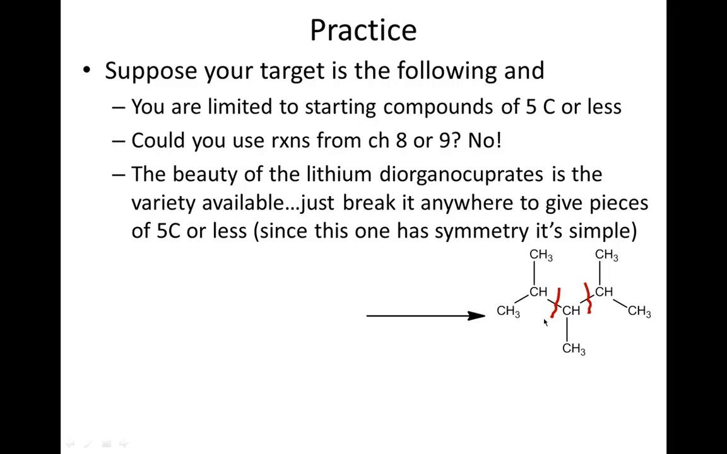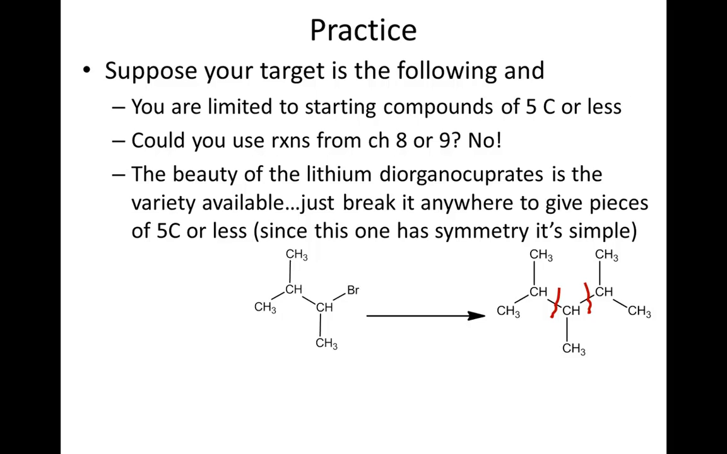And so we can have molecules of 5 or 3 carbons. And so if we want to take advantage of the lithium diorganocuprate, what do we need? We need alkyl halides. So we could have this alkyl halide, or it could be this one. Either way, it's the same thing. And this could have been a chlorine, a bromine, or an iodine.